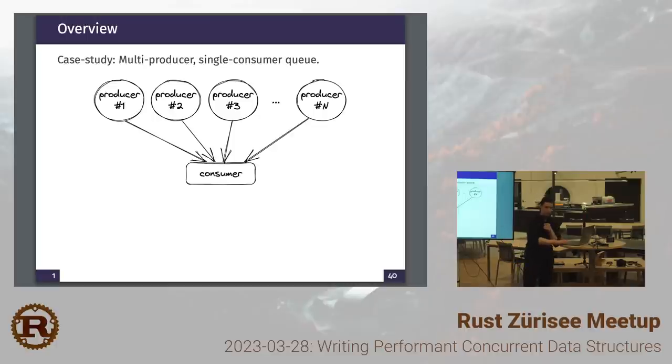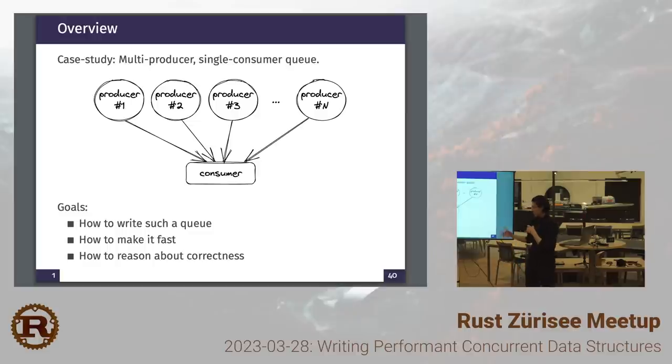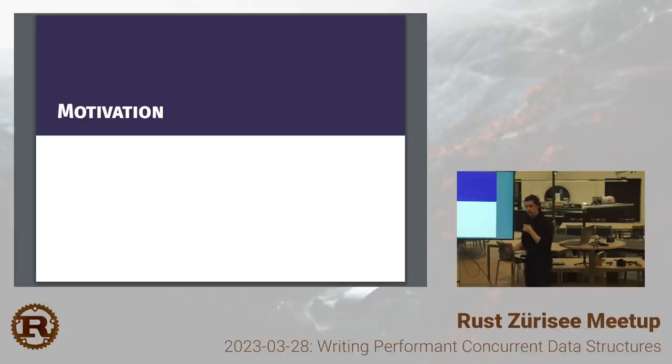So first of all, we'll think a bit about how to write such a queue in Rust, how to make it fast. I'll talk a bit about a few optimizations you can use, and then also how to reason about correctness, because anything relating to unsafe data structures is a bit of a minefield. And I would like to motivate this with an example. And the previous talk is actually quite relevant.